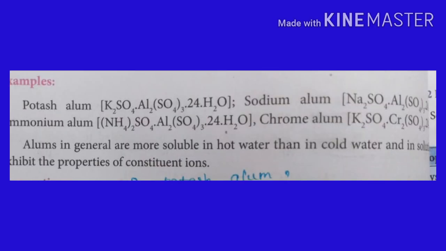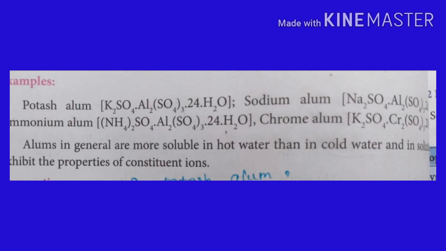Next heading is the alum. That name is given for the double salts. So it contains two salts. Already you know, a salt means it contains a basic radical and an acid radical, that is, one cation and one anion. So when two salts are mixed together, it is named as alum.